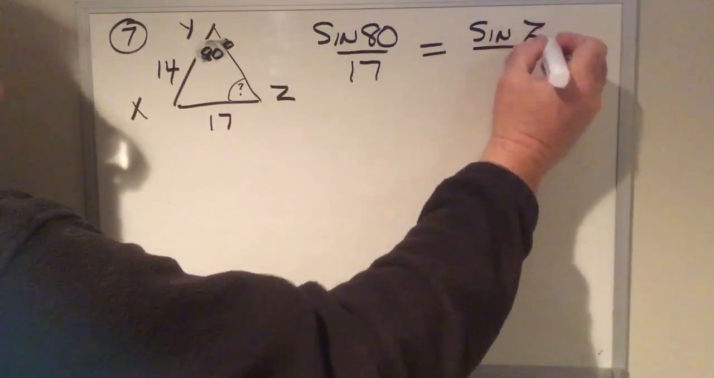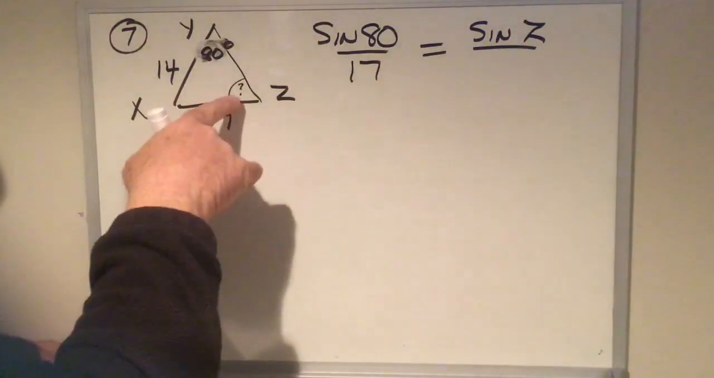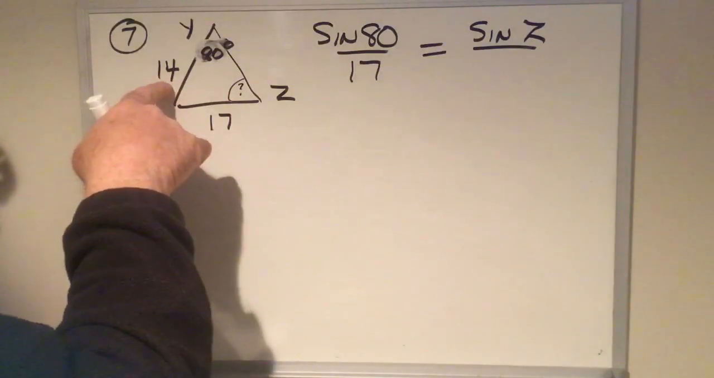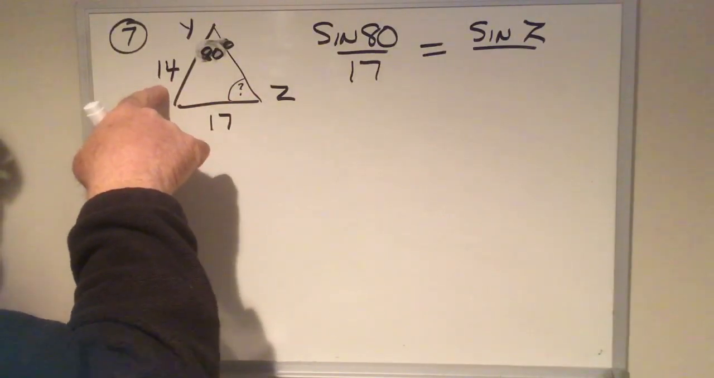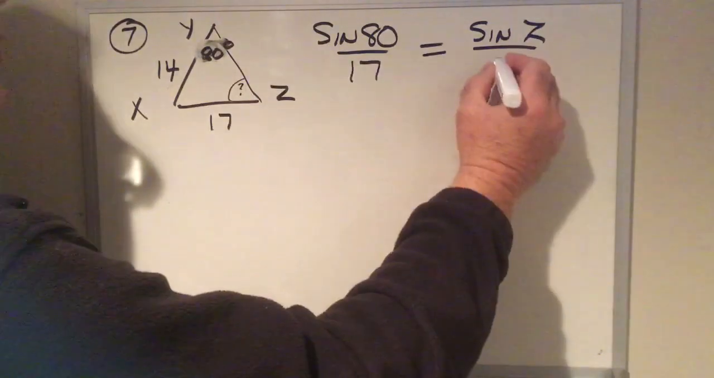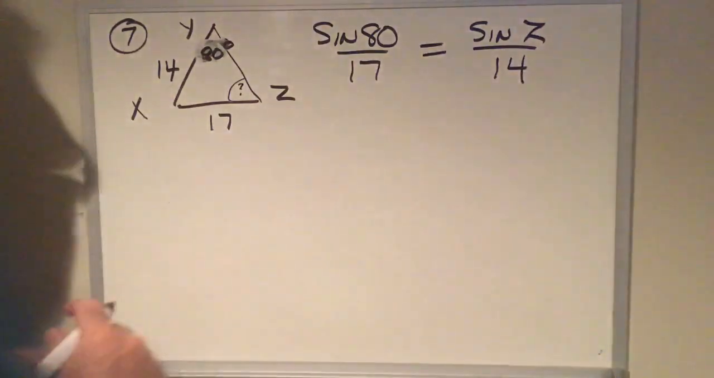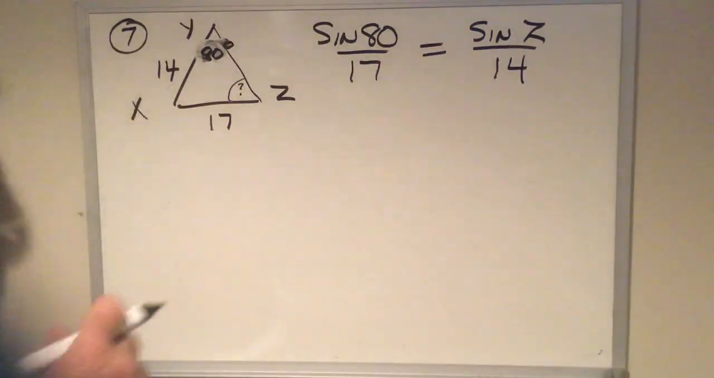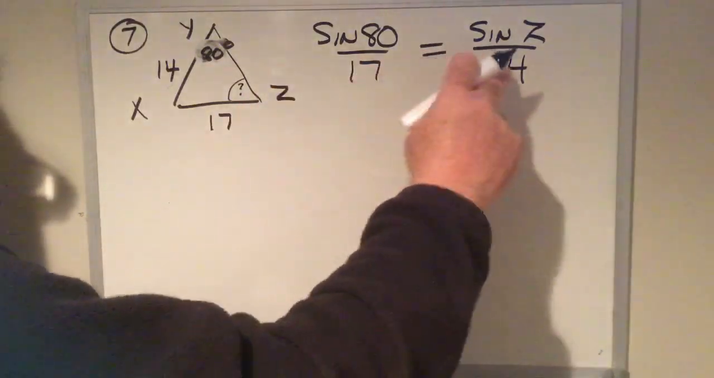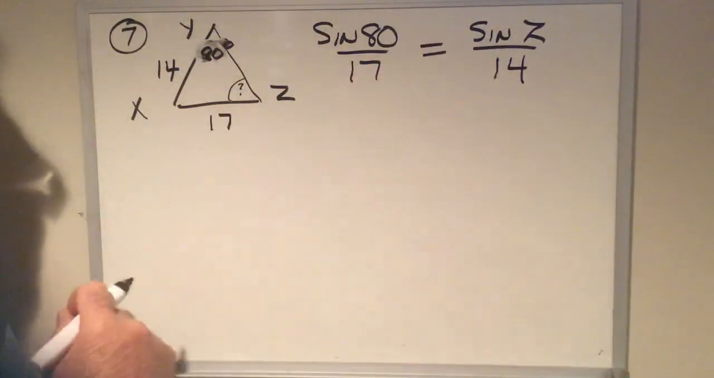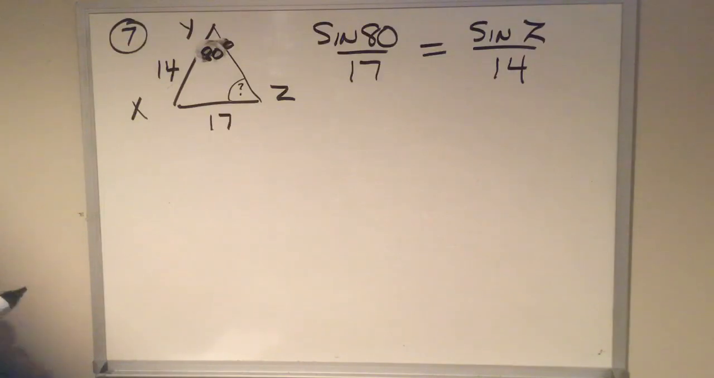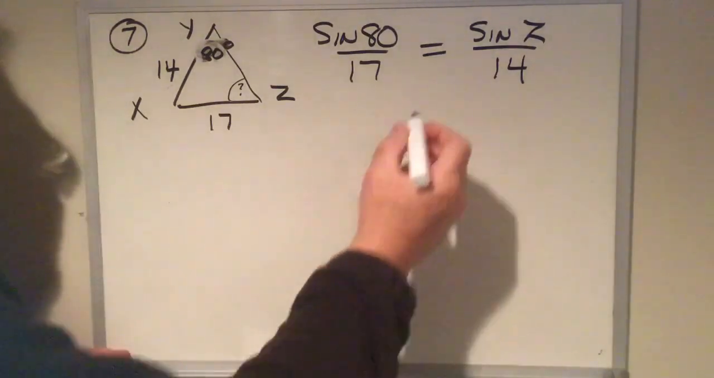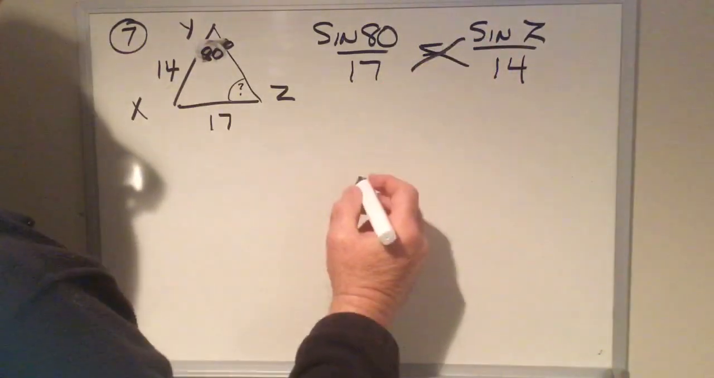So I'm going to put the sine of Z on top. And again, they set the problem up well enough. They gave us enough. They gave us the side that's across from Z, which is 14. Okay? So the problems before, we were looking for a side length. Here, we're looking for an angle measure. How is this different? Well, we're going to cross multiply, right?